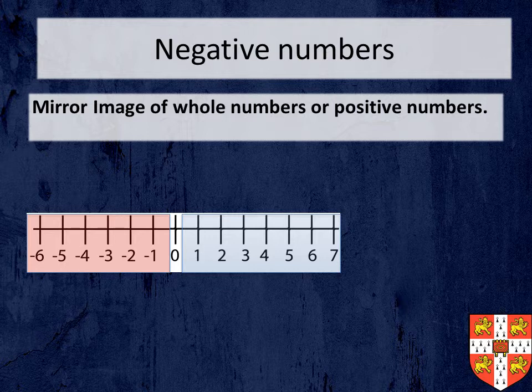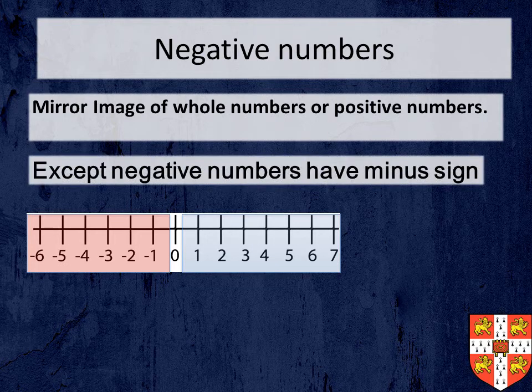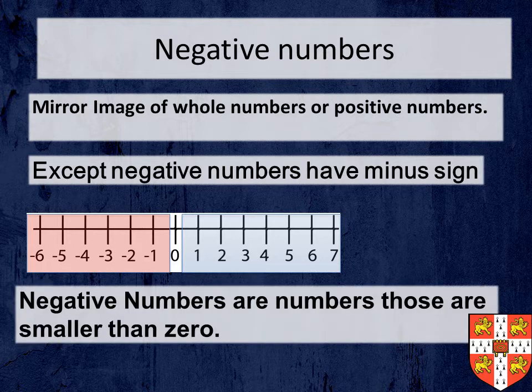Negative numbers are just like a mirror image of whole numbers, just like I said earlier, except they have a little minus sign. If you want, you can put a positive or plus sign on the positive numbers. But if you don't want to, it's okay. Numbers without a minus sign or a plus sign can be indicated as positive numbers. So, as I said earlier, negative numbers are numbers that are smaller than 0. I am going to tell you how they are smaller than 0.